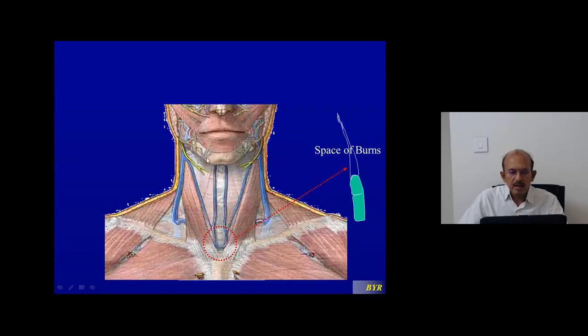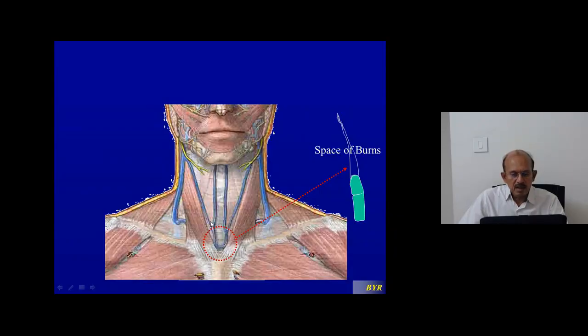The investing layer invests all the muscles in a circumferential manner. It starts from behind the spine, attached to the spine in the center, and encircles around the neck. While it is encircling the neck, it encloses the sternocleidomastoid on either side. The superior border is attached to the inferior angle of the mandible, and inferiorly, it is attached to the clavicles and sternum.